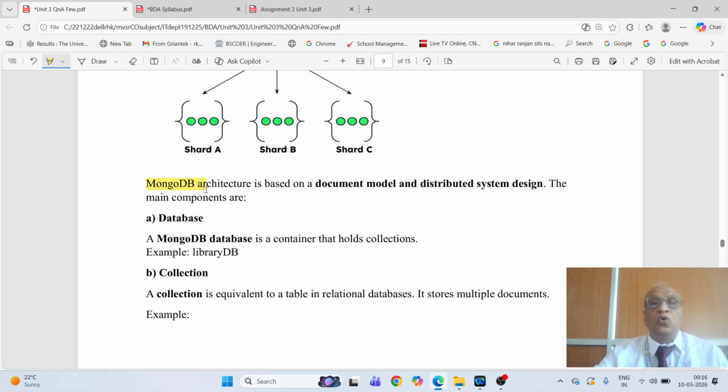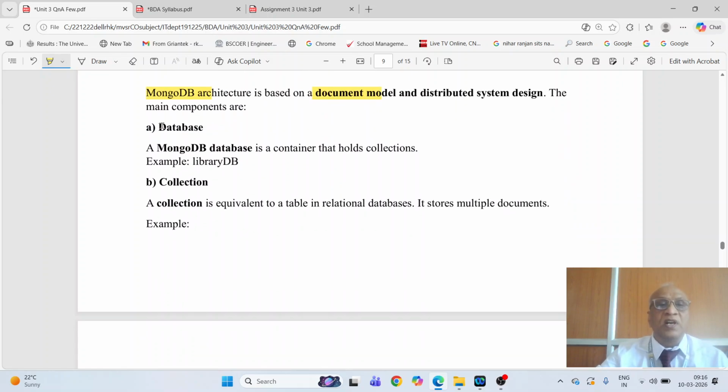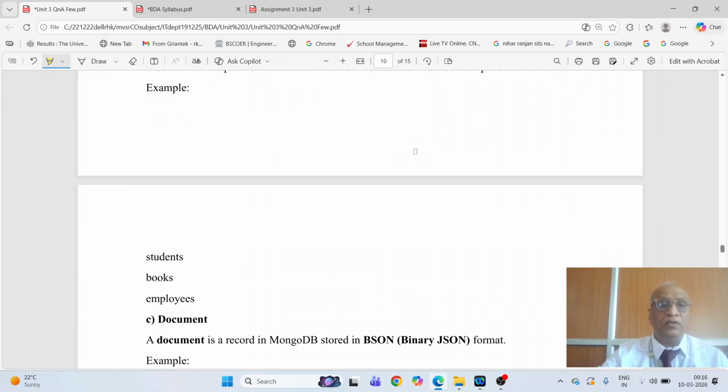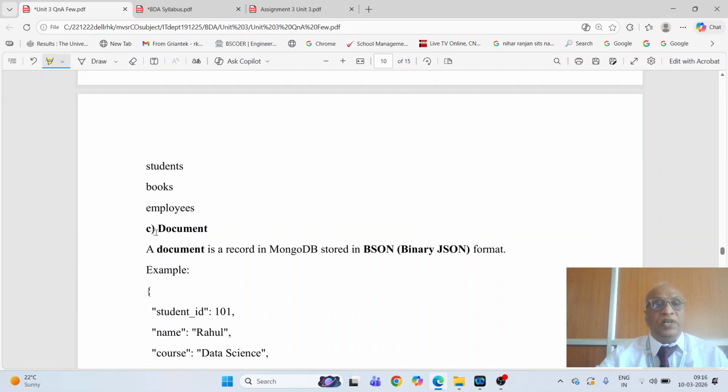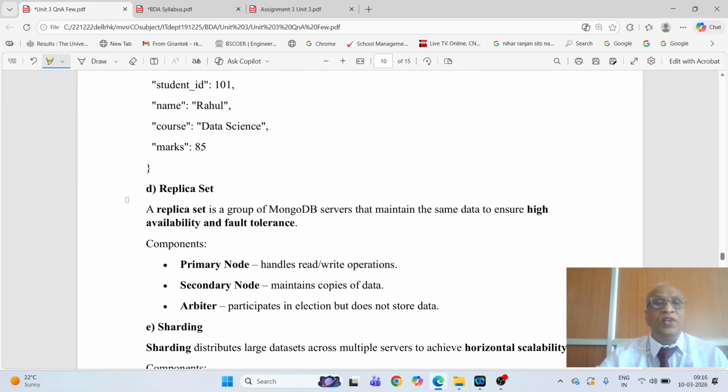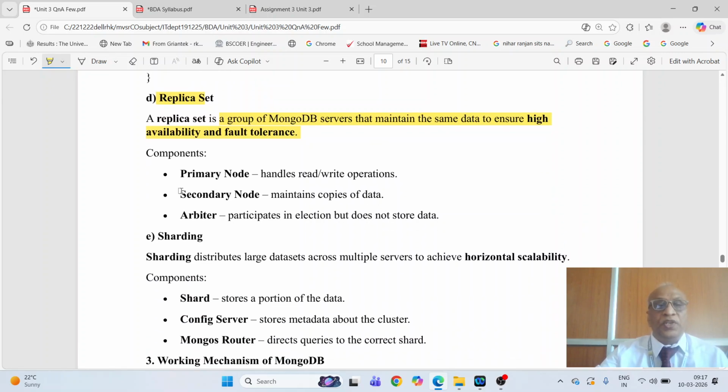Now, if you look at the MongoDB architecture, it is a document model and the components are database. Database here is a container that has collections, and collections are equivalent to tables in SQL. Then collections have documents which are equal to records in SQL. Then you also have a replica set, which is a group of MongoDB servers that maintain the same data to ensure high availability and fault tolerance. So here you have primary node, secondary node, and the arbiter.